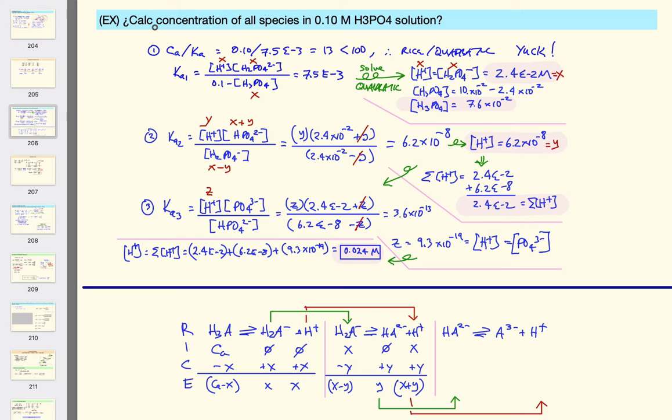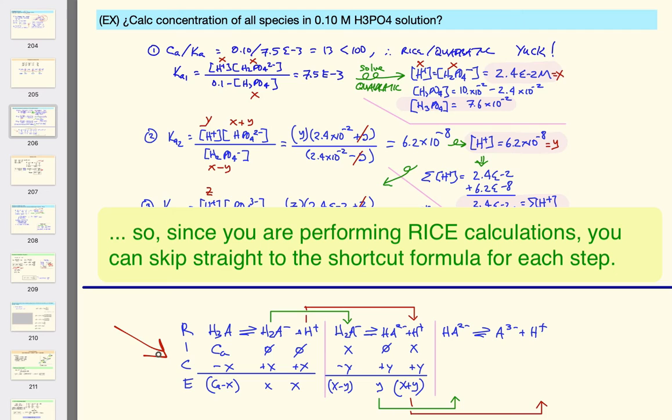So let's move to this problem as an example. Calculate the concentration of all species in 0.1 molar phosphoric acid solution. And as I just told you, you have to do 3 calculations, one for each step. And by calculations, I mean 3 different RICE equations. There's one for each step. So let me walk you through that ebb and flow, and then we'll go back and look at this particular example.